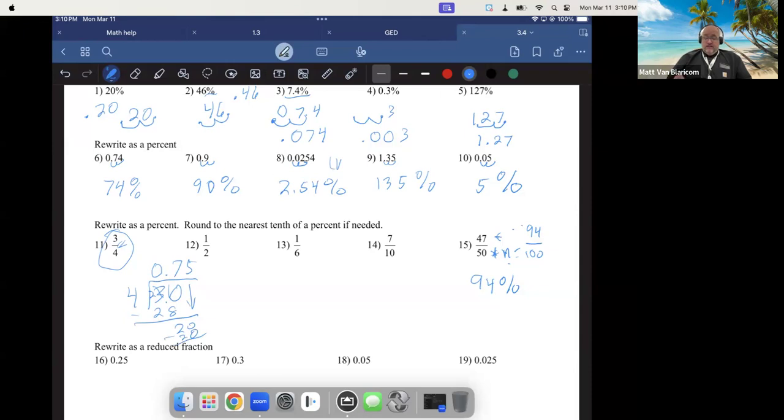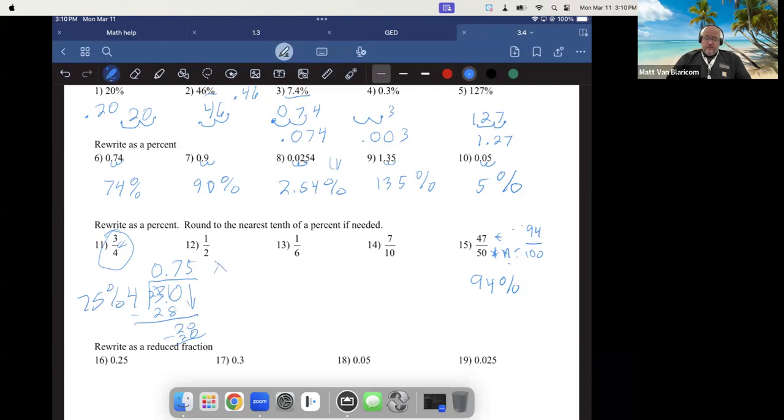Now I've got it in decimal form. And so I may feel like I'm done. And on the GED, this is one of those tricks people fall for. Realize I need to say, okay, what does it want it in? It wants a percent. So I need to move that over 2 places and change a symbol. So I get 75%.